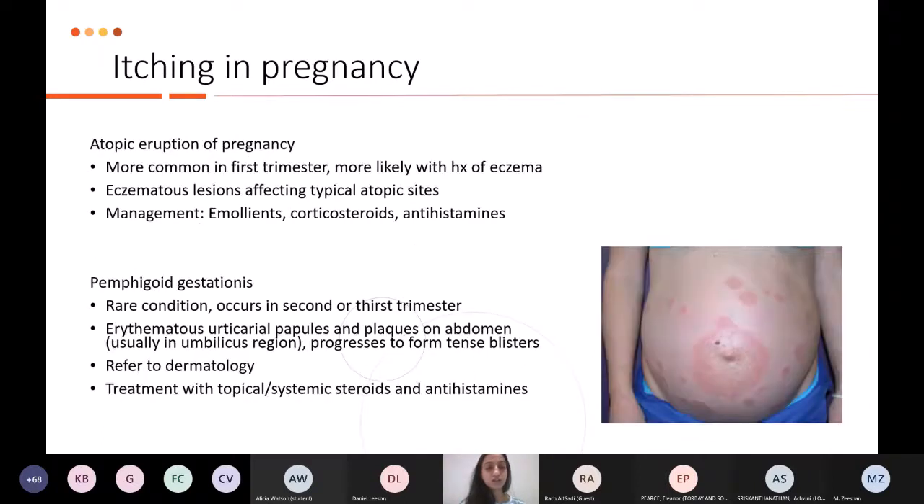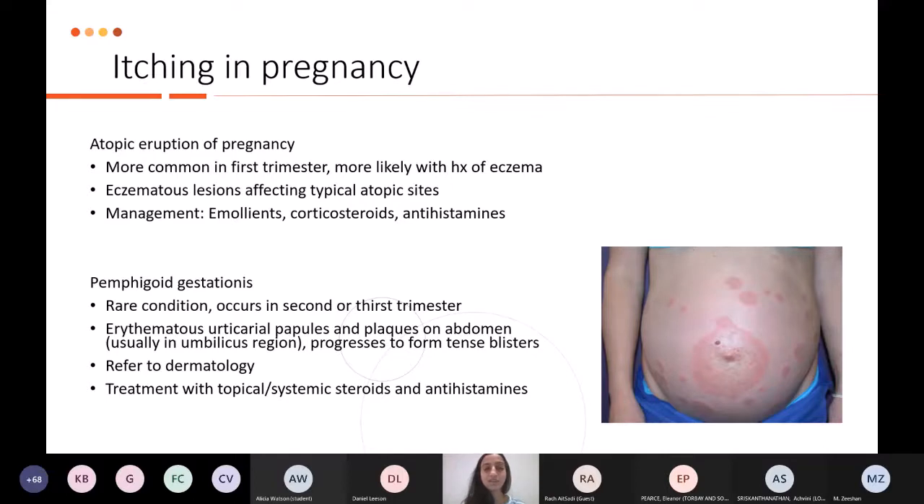And then there's 2 more rashes which I wanted to chat to you about. So another rash which women have can be atopic eruption of pregnancy, more common in the first trimester, and it's more likely in women who have a history of eczema. And you basically get eczematous lesions which affect your typical atopic sites, so your flexor areas where women would normally expect to get their eczema, for example, and you would treat that just like you would your eczema, so emollients, anti-itching agents, and then sometimes some topical corticosteroids as well.